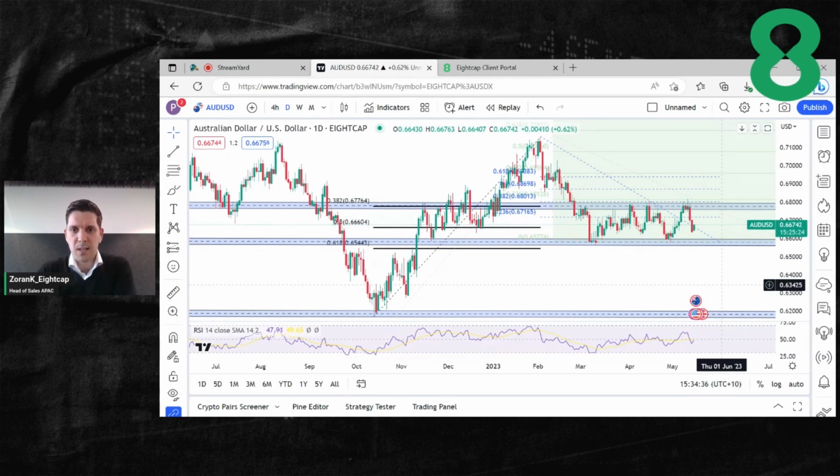So as you can see, it's been quite a risk-off mode at the moment in terms of Aussie USD. Aussie has seen quite a heavy sell-off at the end of last week, especially on Thursday, 11th of May, as well as Friday, 12th of May. On the back of that, we've seen USD appreciate quite a bit against the major currency pairs, not only against the Aussie, but against all the majors as well.